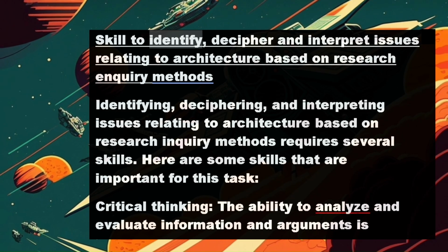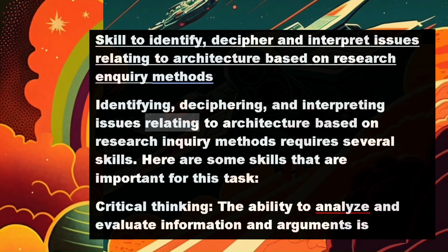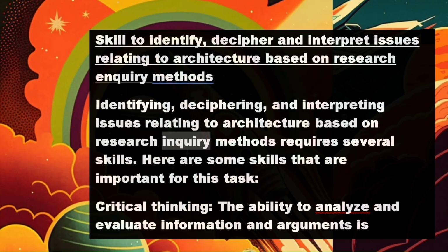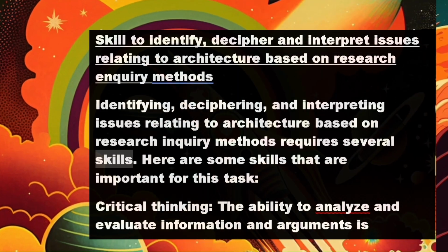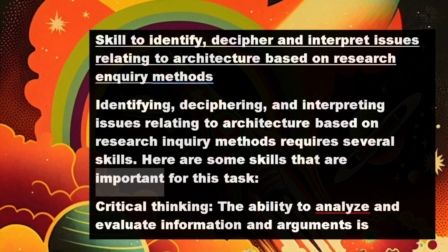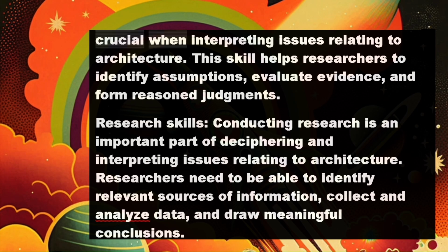Skill to identify, decipher, and interpret issues relating to architecture based on research inquiry methods. Identifying, deciphering, and interpreting issues relating to architecture based on research inquiry methods requires several skills. Here are some skills that are important for this task. Critical thinking, the ability to analyze and evaluate information and arguments, is crucial when interpreting issues relating to architecture. This skill helps researchers to identify assumptions, evaluate evidence, and form reasoned judgments.